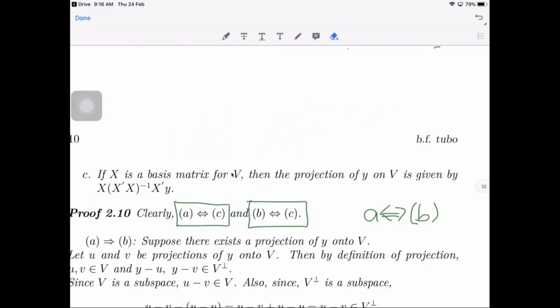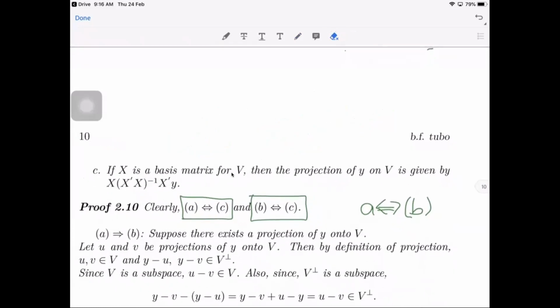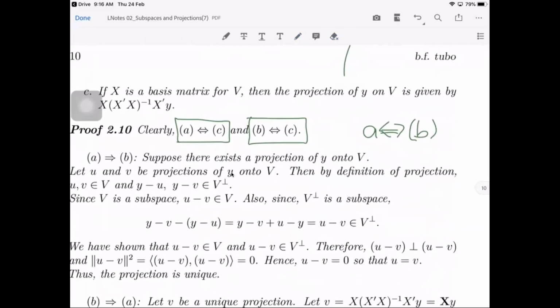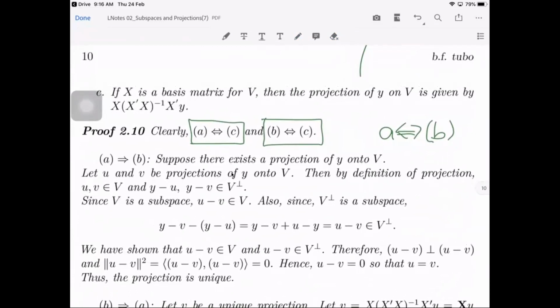So ang ato na lang i-prove is the A if and only if B. Okay, so this is the proof of the A if and only if B. So A implies B. So unsa gani ang A implies B? Suppose A and then show B. A: there exists a projection. So suppose there exists a projection of y unto V. Now you have to show that this projection is unique.